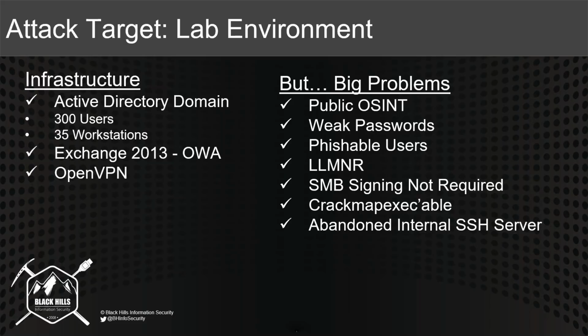But this infrastructure is not without its problems. There's some public OSINT information about the company we're targeting. We've got weak passwords in the system, or at least a weak password policy. There are phishable users, users that may click on links without thinking too much about it, or maybe they get excited and actually want to click. There's LLMNR, which we'll talk more about. Yeah, that happens. We're also talking about SMB signing not required.